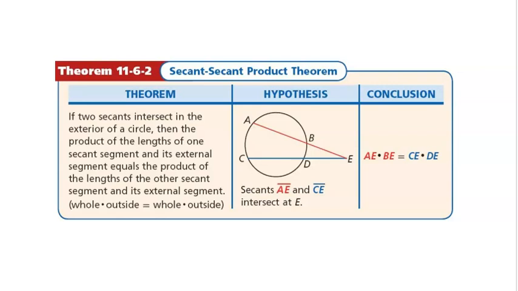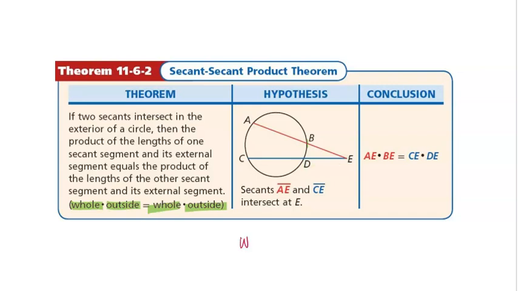Okay, so this is very wordy, but here's one way to sort of skim this down. Here, whole times outside equals whole times outside. So what that means is this whole piece, AE, times BE is equal to this whole piece, CE, times DE. And if you want to relate this to the whole bird's beak situation, it's whole times bird's beak equals whole times bird's beak.